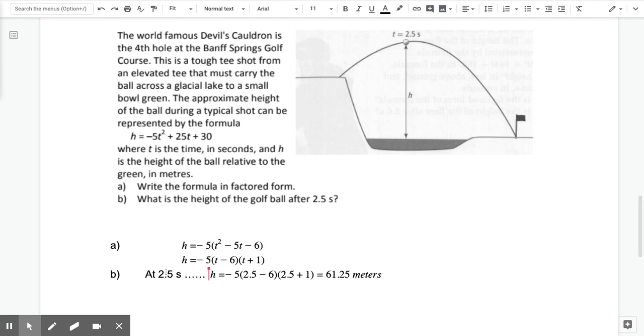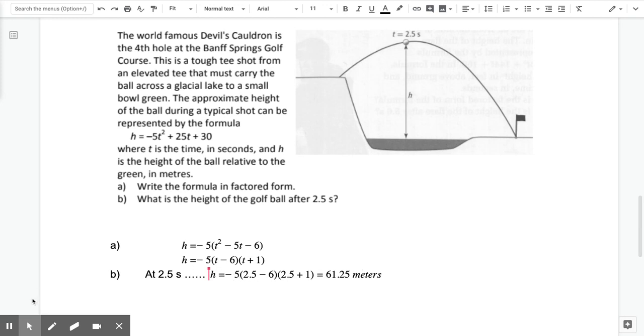And then after 2.5 seconds is part B. What is the height of the golf ball after 2.5 seconds? So we just have to put 2.5 seconds into our equation. I put it into the factored one so they don't have any squaring to do. Then when I multiply all that out, I get 61.25 meters.